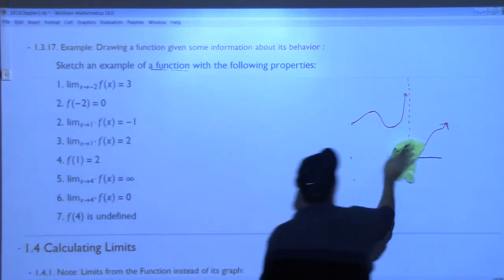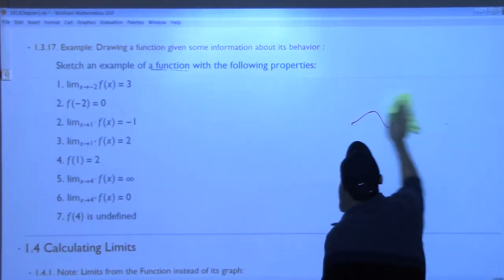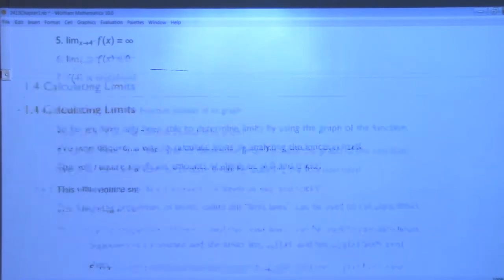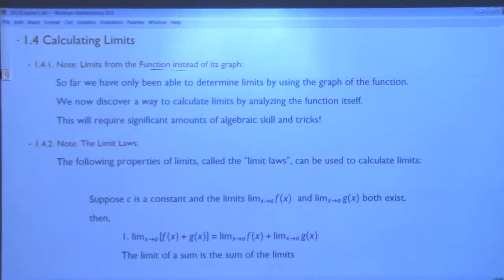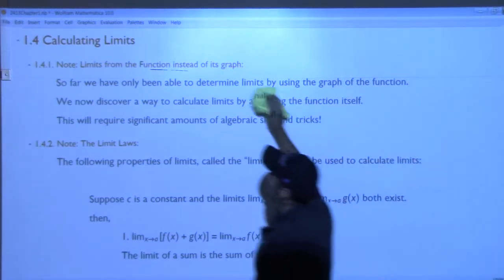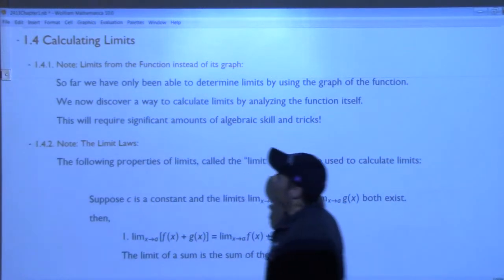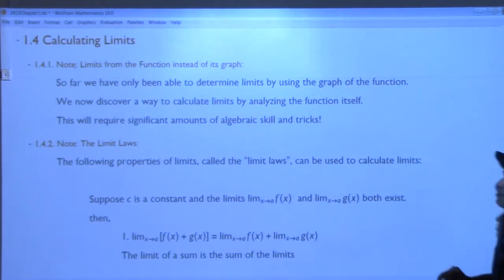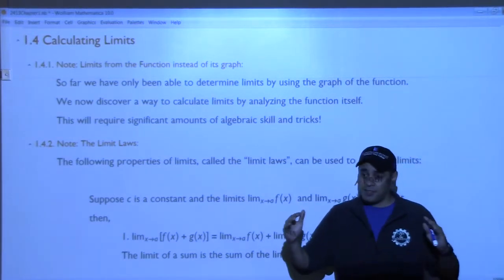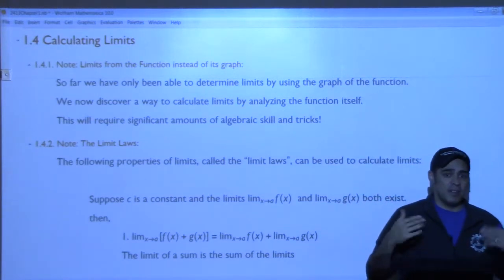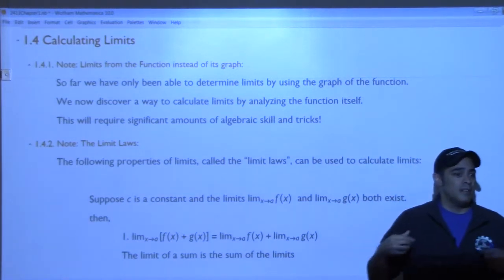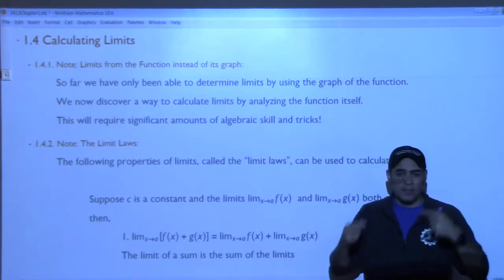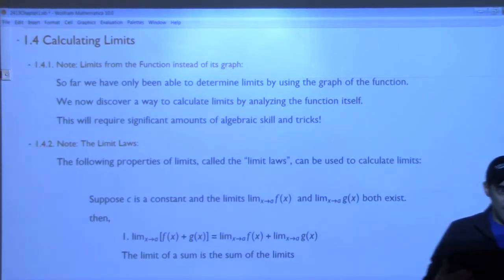1.4. Calculating limits. All right, so far, in theory, we have looked at graphs of functions and we have said, looking at the graph, can you tell me what the limit is? What's it approaching from the left? What's it approaching from the right? But you've been looking at the picture to get that information, right?